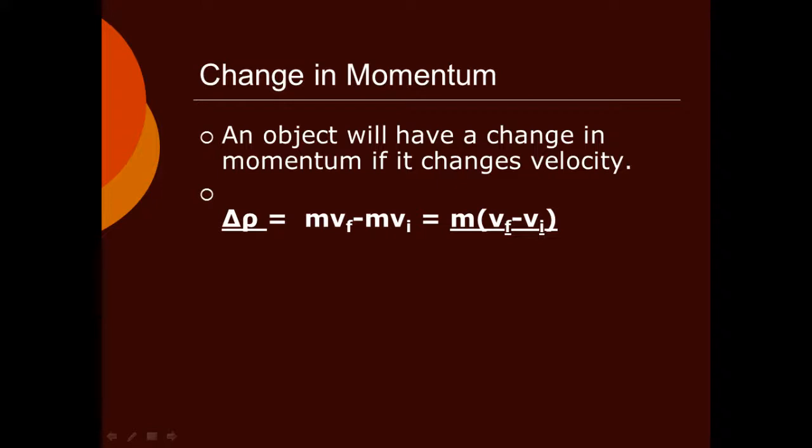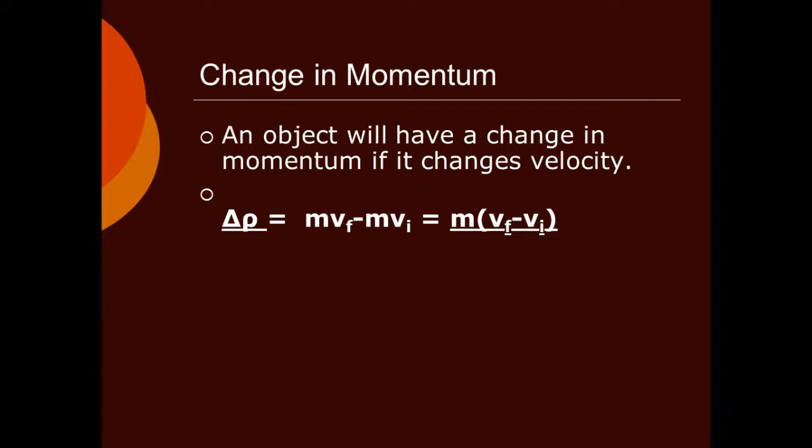The change in momentum is simply the momentum that you end up with when you change speed, subtracted from the momentum to begin with. And because the mass doesn't change, we can actually factor mass out of this equation, and it becomes this equation that we see here. This will be the way that we calculate change in momentum in this class. It's mass times the change in velocity.